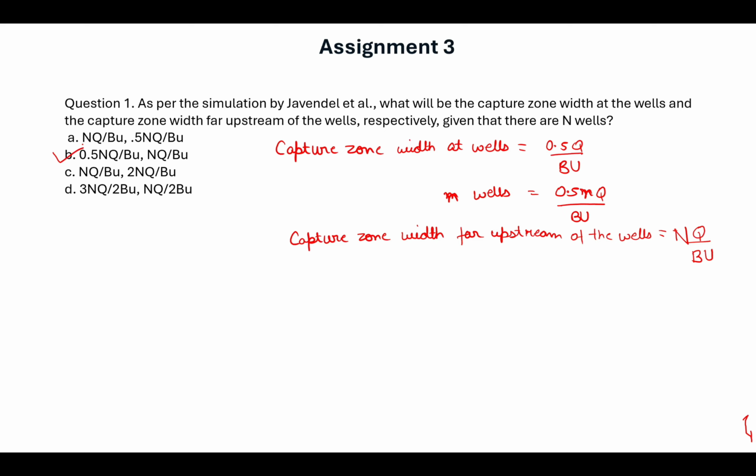So the capture zone width at the wells will be 0.5 NQ by BU, and capture width far upstream of the wells will be NQ by BU. So now let's move to the next question.